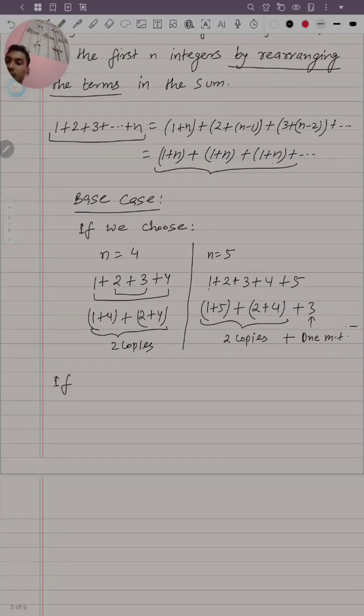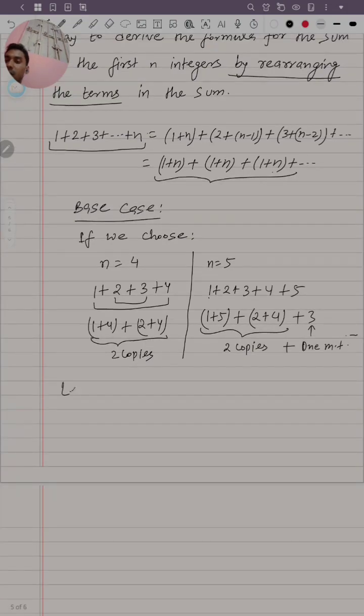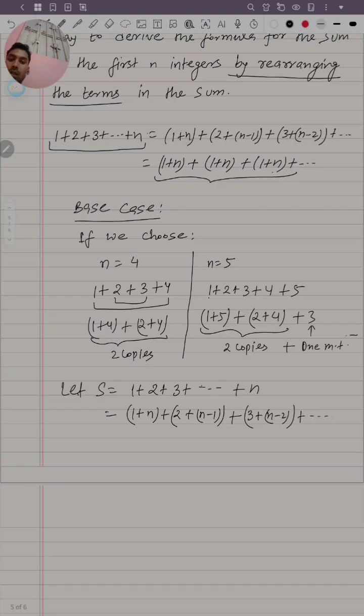Suppose we assume S is 1 plus 2 plus 3 plus dot dot dot plus n, and if we rearrange the terms, 1 plus n, plus 2 plus n minus 1, plus 3 plus n minus 2, plus dot dot dot. So 1 plus n, plus 2 plus n minus 1, therefore 1 plus n, plus 3 plus n minus 2, therefore 1 plus n, plus dot dot dot.